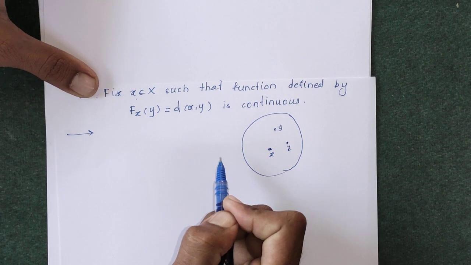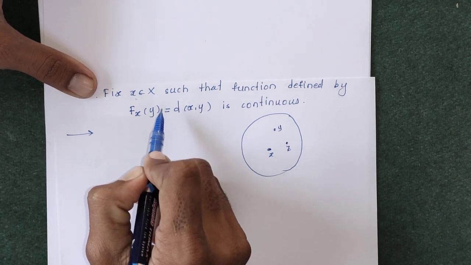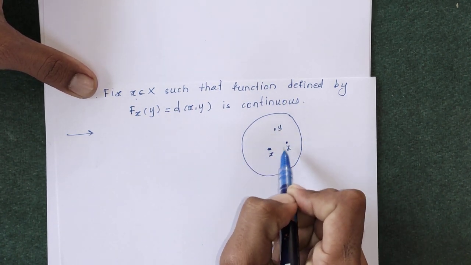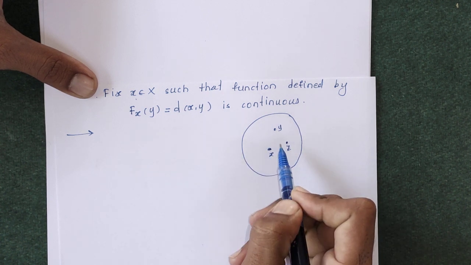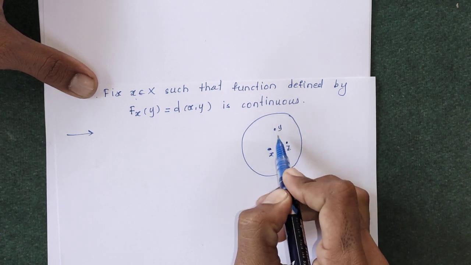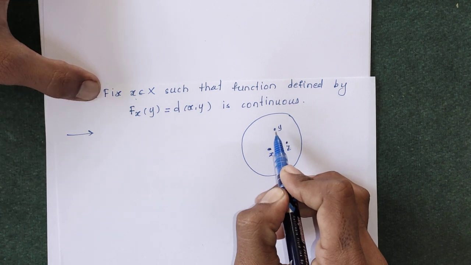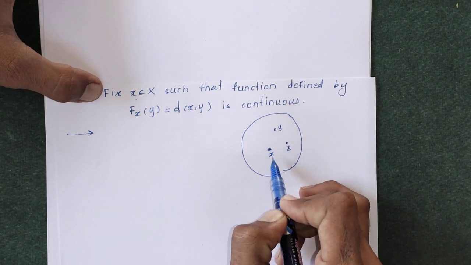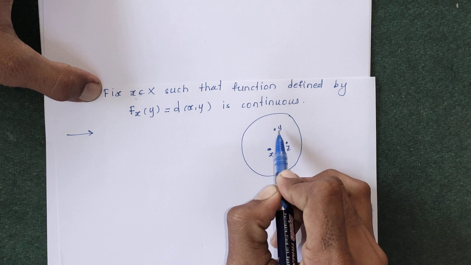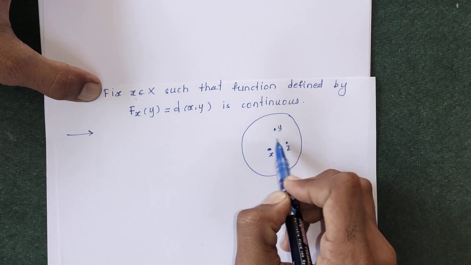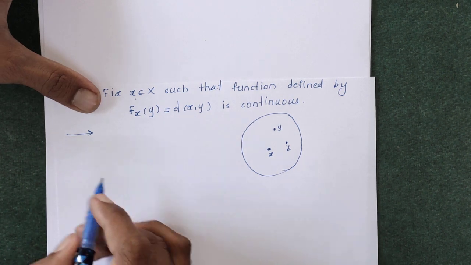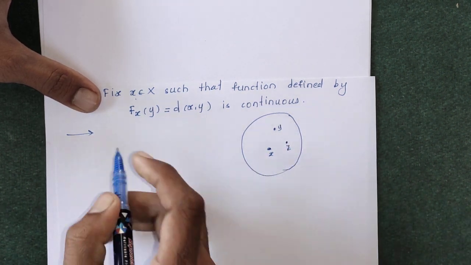We know how to prove that a function is continuous. We will take a sequence in this domain and prove that the image of the sequence converges to the image of its limit. Suppose y_n is a sequence, since x is already taken here, that converges to y. Then we have to show that the image of y_n converges to the image of y.